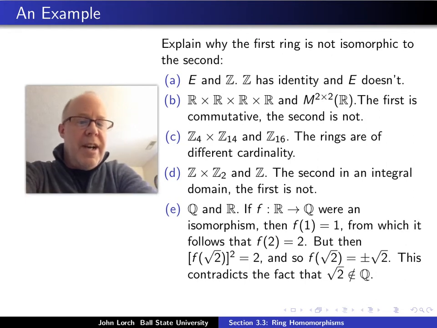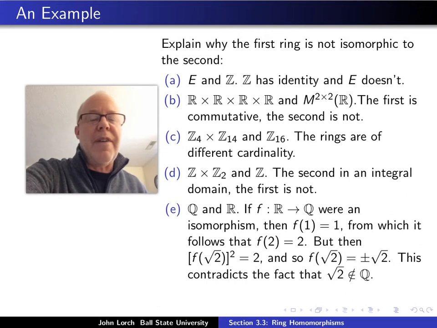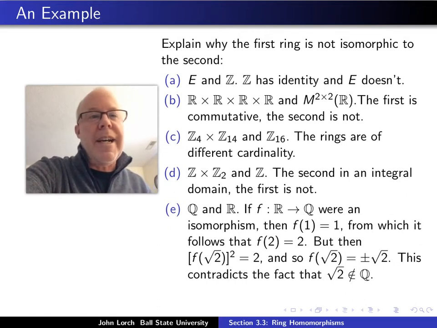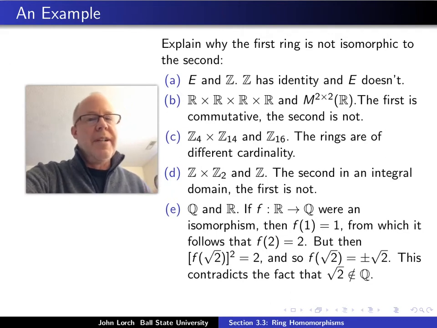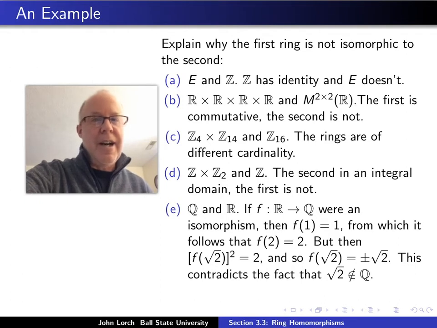So we finish today with a fairly interesting example, I think. Here we have, in items A through E, a pair of rings in each instance, and we want to establish that these rings are not isomorphic to one another.